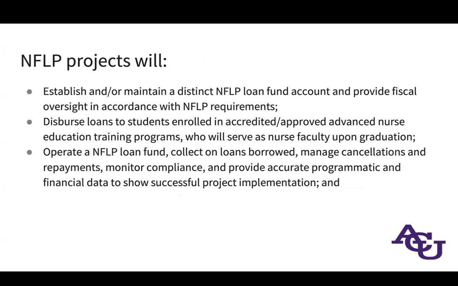Now, furthermore, according to the official description, NFLP projects will establish and or maintain a distinct NFLP loan fund account and provide fiscal oversight in accordance with the program requirements. So this is basically saying don't commingle the money with something else. And this is a requirement for many federal grants. So one of the things that the research office does, or Office of Sponsored Programs, whatever name it might be operating under, they will keep track of creating that account.